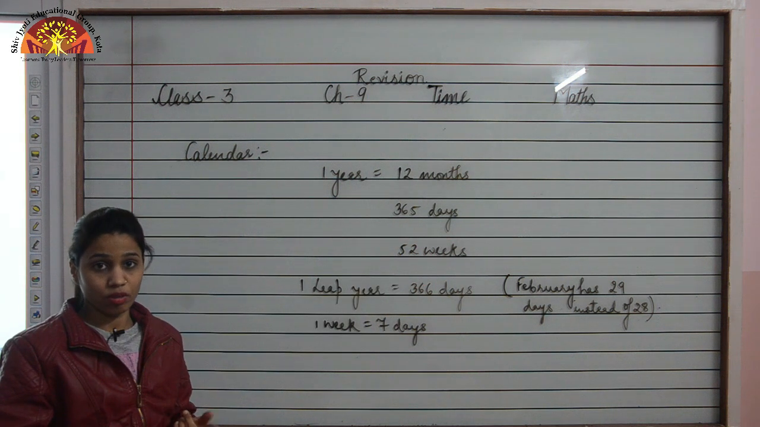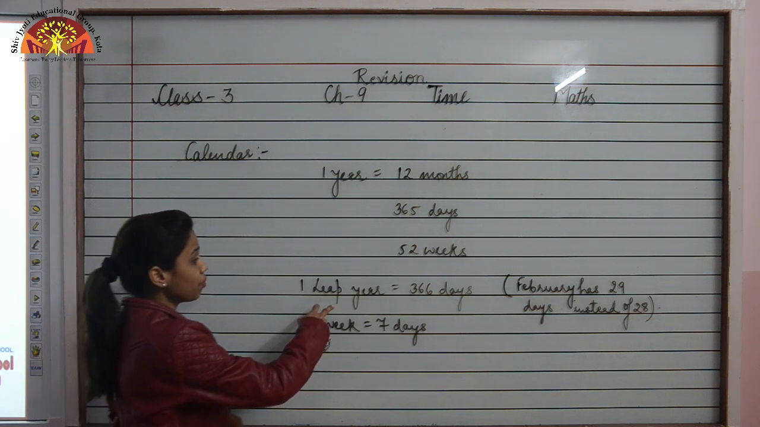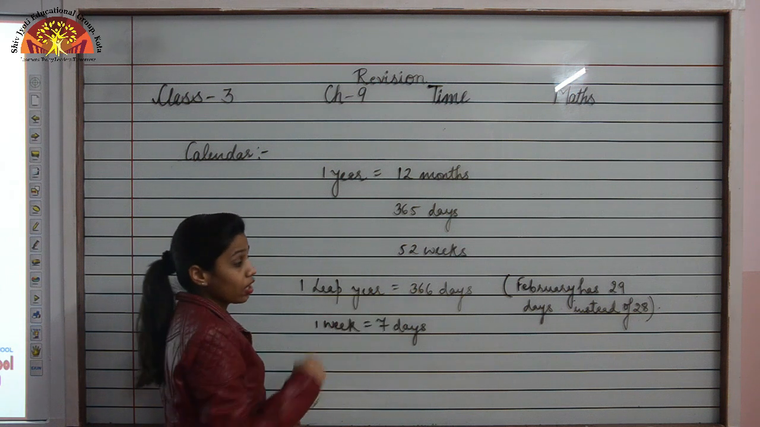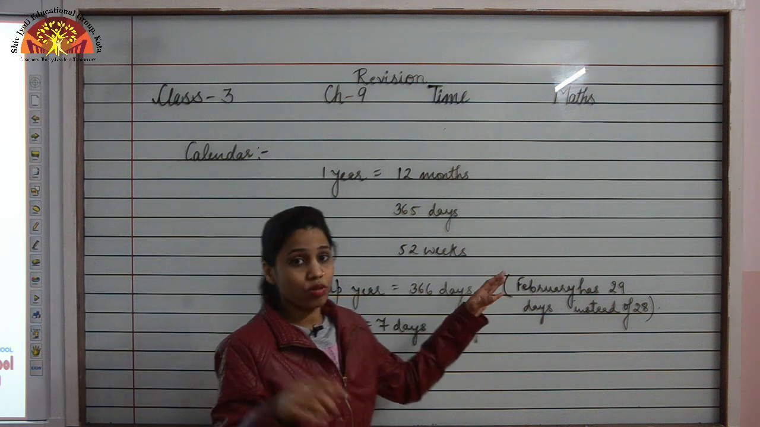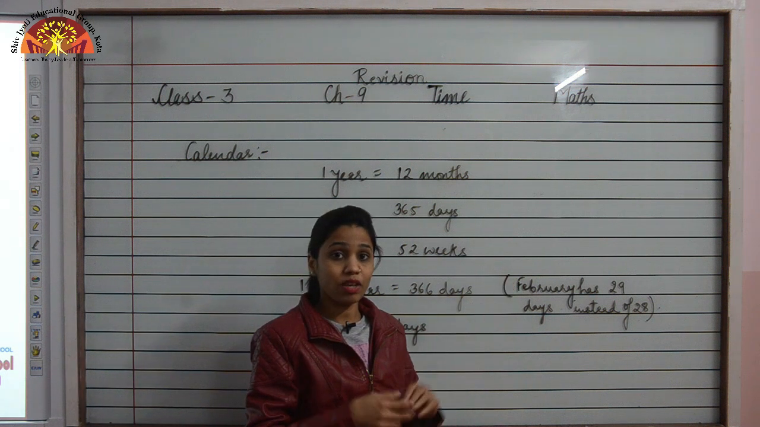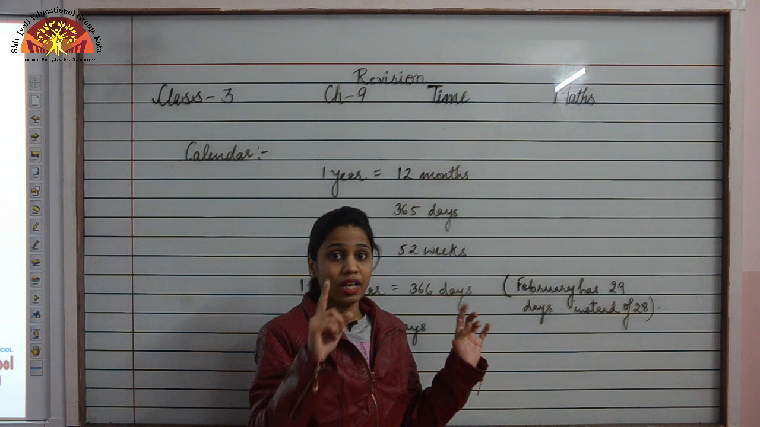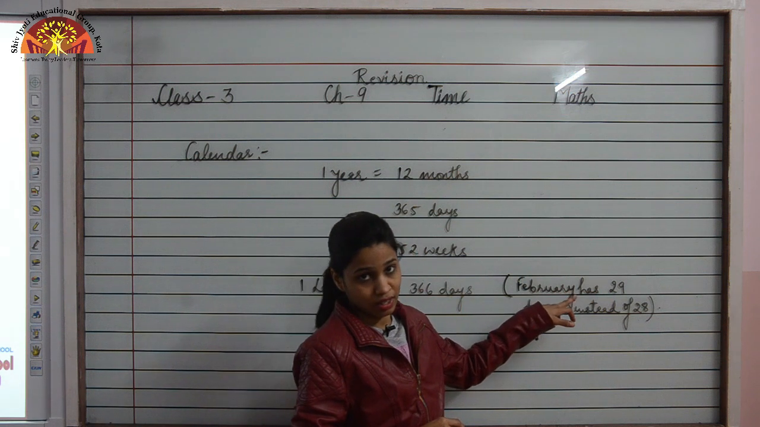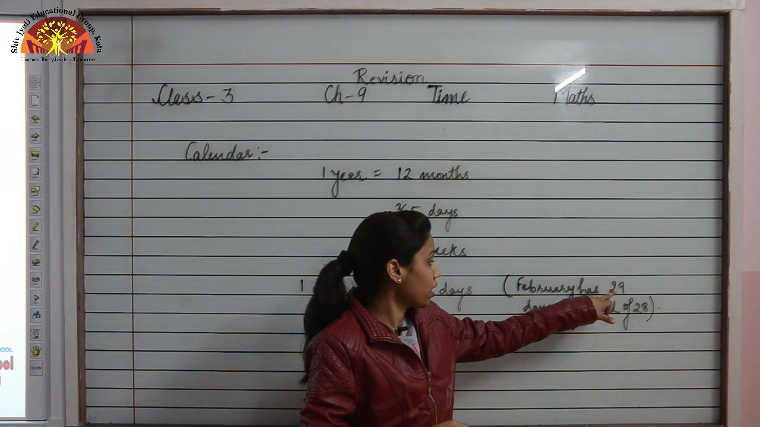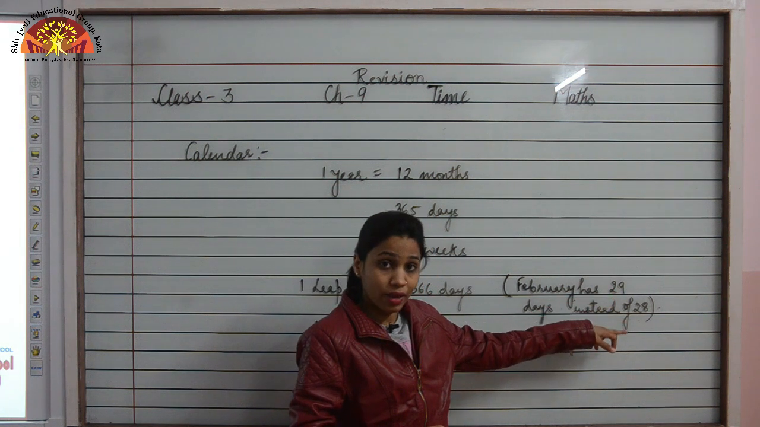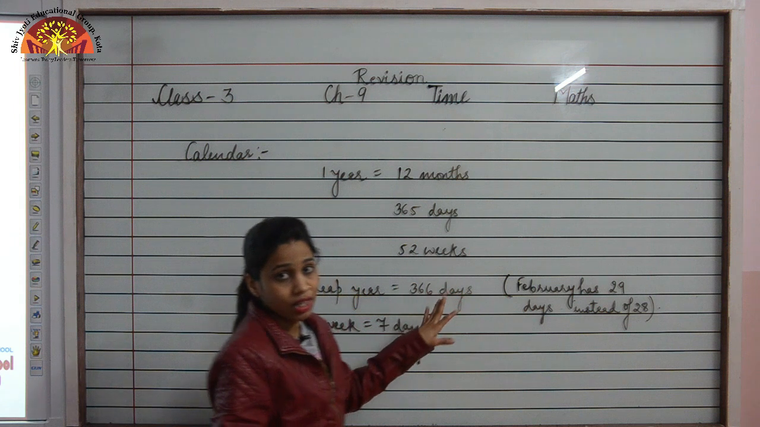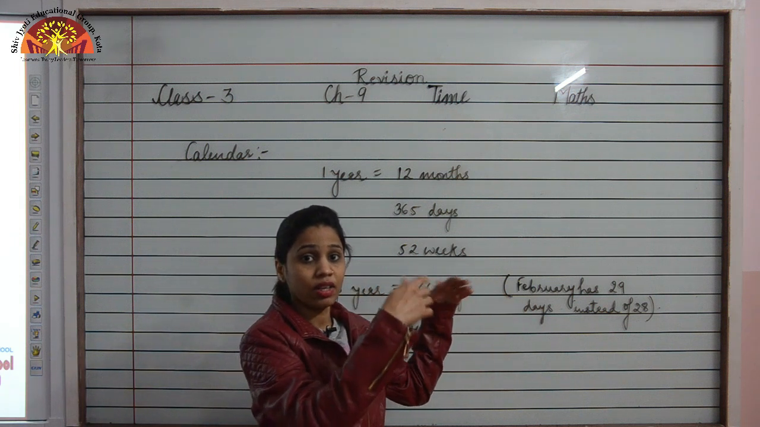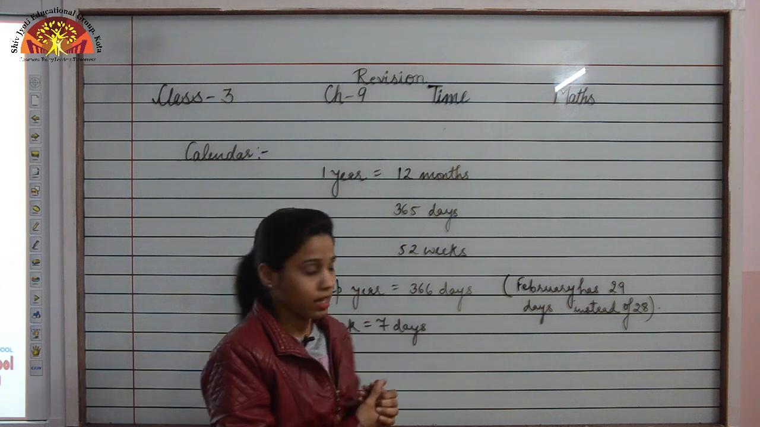Now we have leap year also. Now what is a leap year? A leap year is 366 days, means it has one more extra day. Why? Because as you all know, February has 28 days, but when a leap year occurs, February has one more extra day. That is, February has 29 days instead of 28 days. So whenever we are having a leap year, February will have one more day.